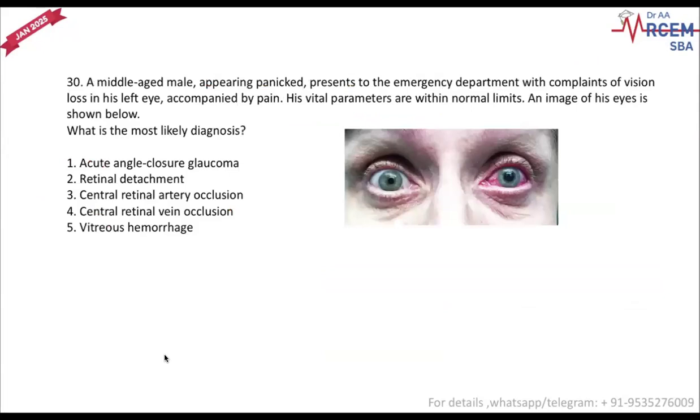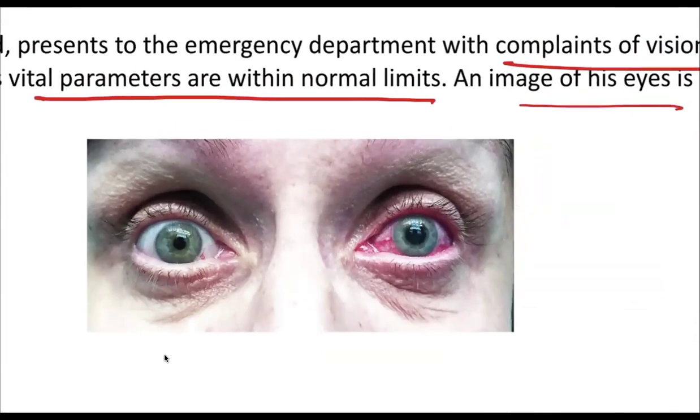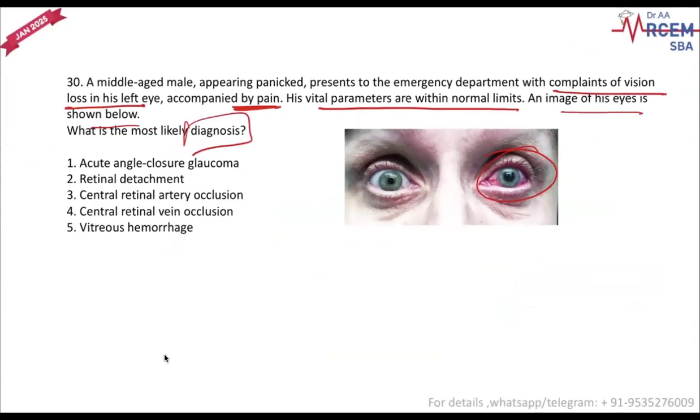They're asking what is the diagnosis here. So it's a middle-aged man who has come in with complaints of vision loss in the left eye, accompanied by pain. So it is a painful vision loss. The vital parameters are within normal limits. Image is given. The image looks like a mid-dilated pupil. Not sure whether it is reactive to the light or not because it is not given in the stem of the question. Which one of the following is suggestive of painful vision loss? Only acute angle closure glaucoma. Rest of the things will cause painless vision loss.